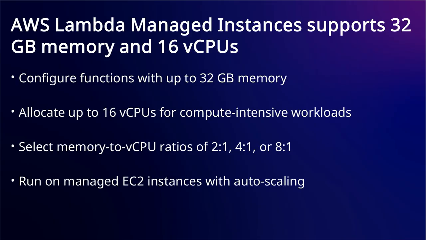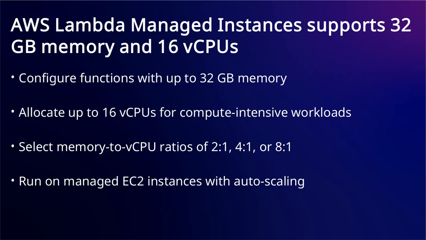Compute-intensive applications such as data processing pipelines, high-throughput API backends, and batch computations require substantial memory and CPU resources to process large datasets and run complex computations efficiently. Previously, Lambda functions were limited to 10 GB of memory and approximately 6 vCPUs, with no option to customize the memory to vCPU ratio. You can now configure functions on Lambda Managed Instances with up to 32 GB of memory and allocate up to 16 vCPUs depending on your workload requirements.